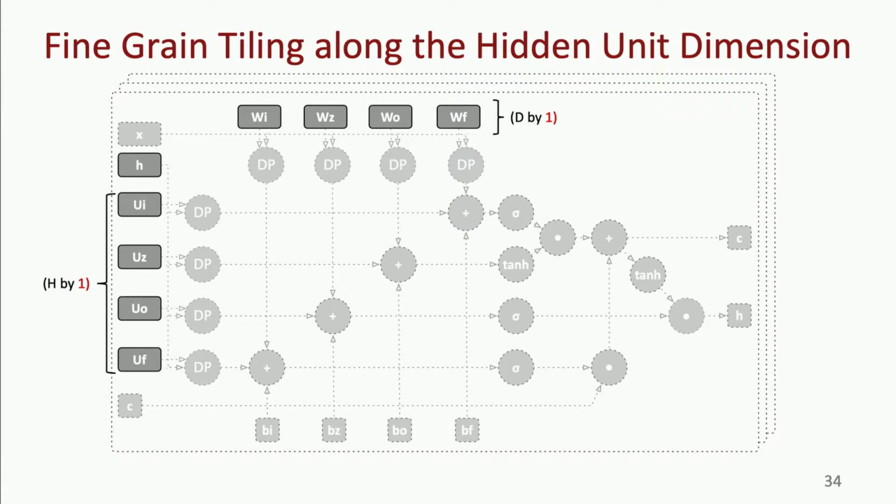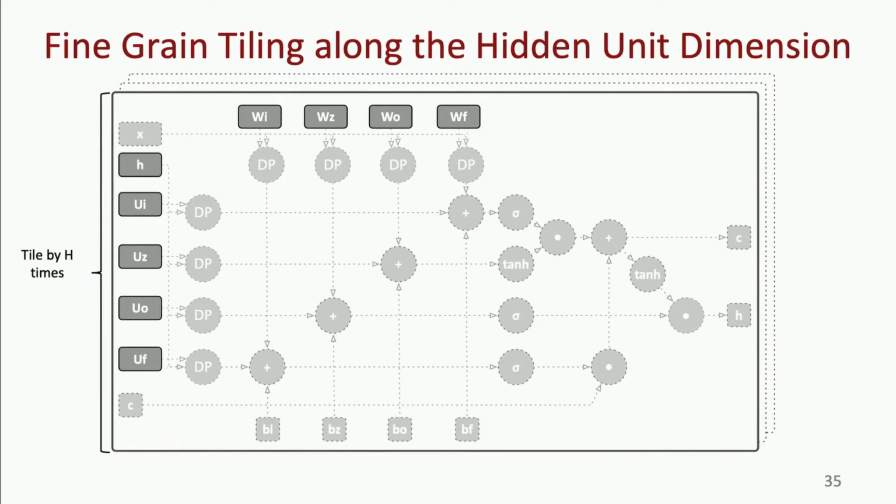From a high-level point of view, the fine-grained tiling happens along the hidden unit dimension, which means that within each tile, the weight matrix is now converted into a weight vector of either size h by 1 or d by 1. And then we tile it h times to create the output vectors.